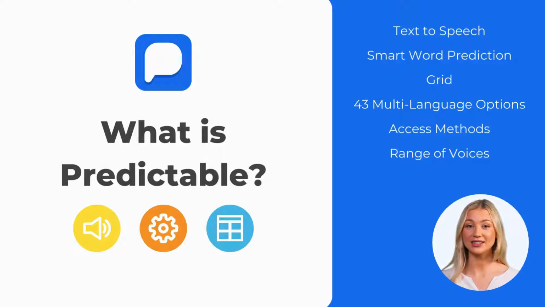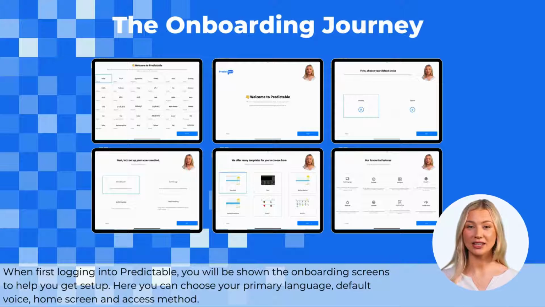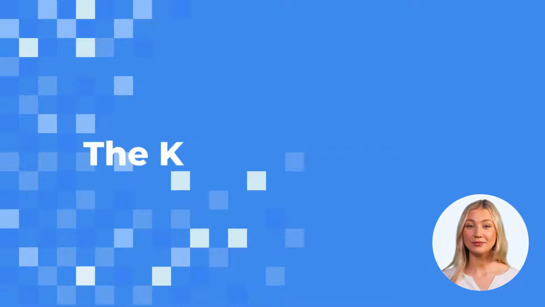Previously focused on text-based communication, in the new update, we have expanded the feature set for our grid, with over 6,000 new symbols available, subcategory functionality, and more. When first logging into Predictable, you'll be shown the onboarding screens to help you get set up. Here you can choose your primary language, default voice, home screen, and access method.